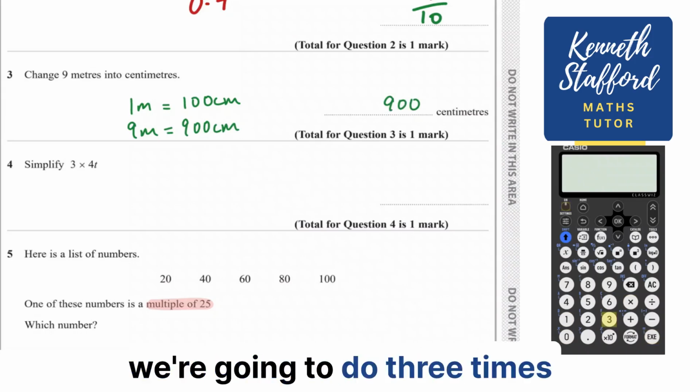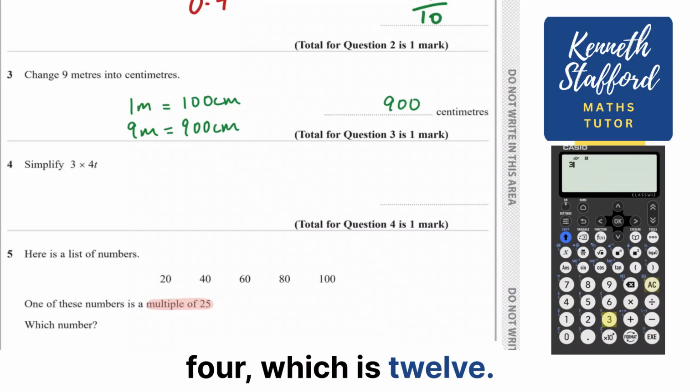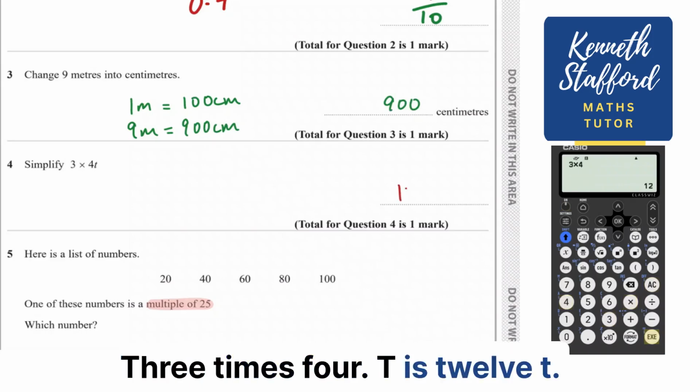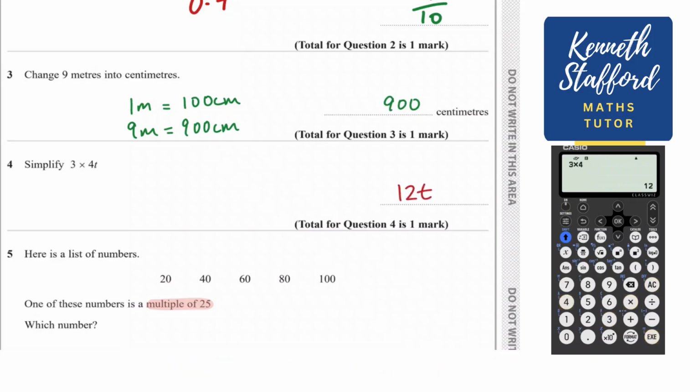And to simplify this, we're going to do 3 times 4, which is 12. 3 times 40 is 120.